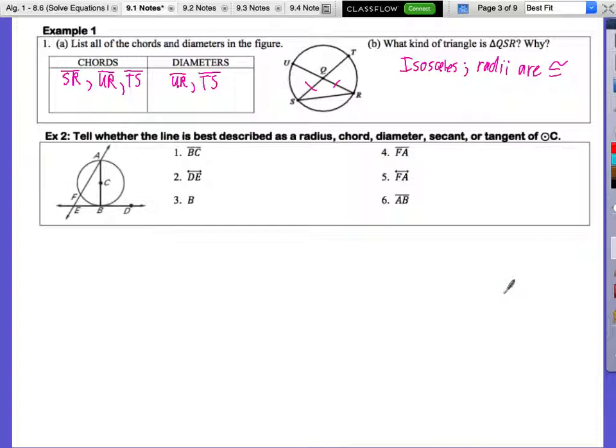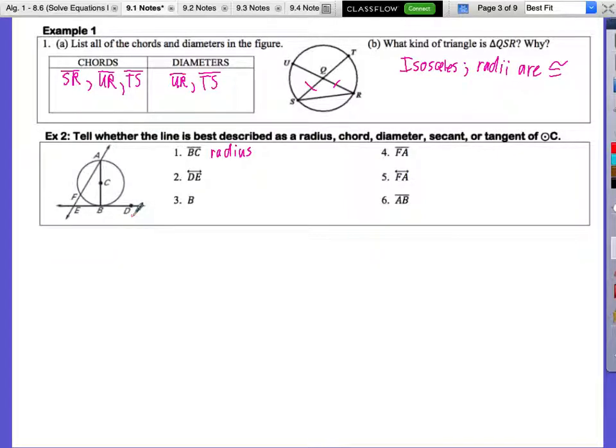Okay. Example 2. Tell whether the line, point, or segment is best described as a radius, chord, diameter, secant, or tangent of circle C. So segment BC would be what? A radius. It goes from the center C. We know it's the center because it's called circle C, to a point on the circle. So it's a radius.